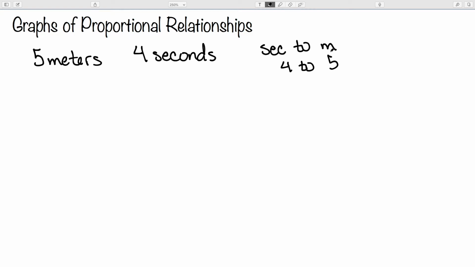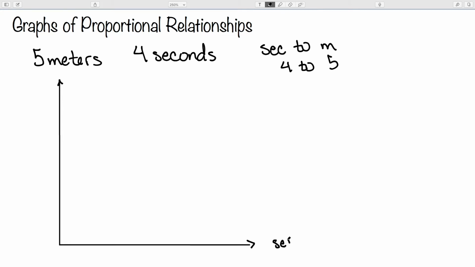Well, I can actually represent this relationship as a graph in the coordinate plane. All we have to do is pick one of our axes, let's say our x-axis, to be time, so seconds. And then our y-axis will be distance, or meters. And so to represent our proportional relationship as a graph, we just plot the pair of corresponding times and distances in the coordinate plane. So for instance, if this is 4 seconds and 5 meters, then we would have this point, since our ratio says 4 seconds to 5 meters.